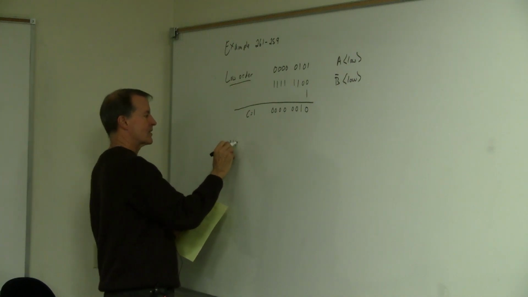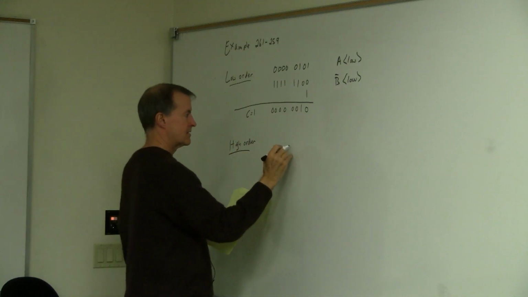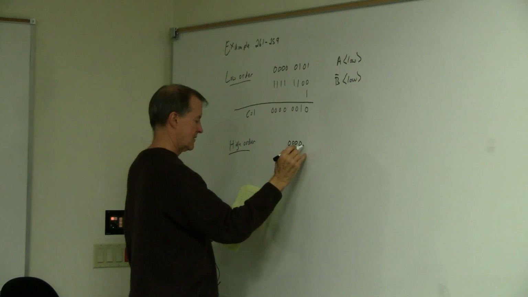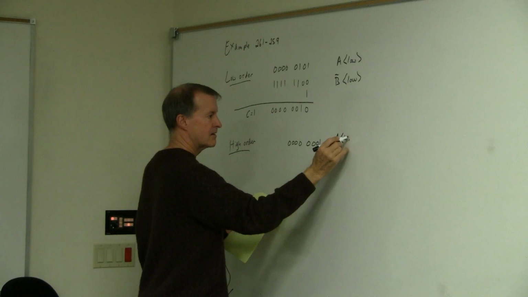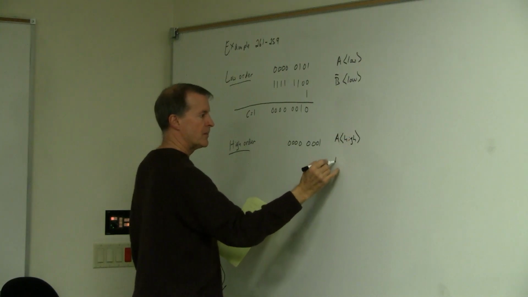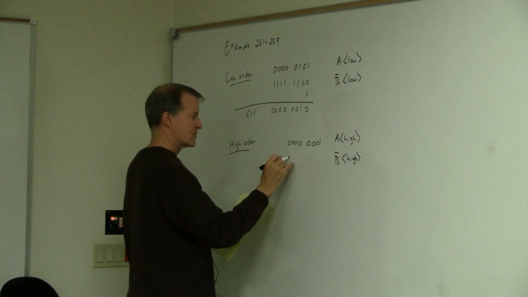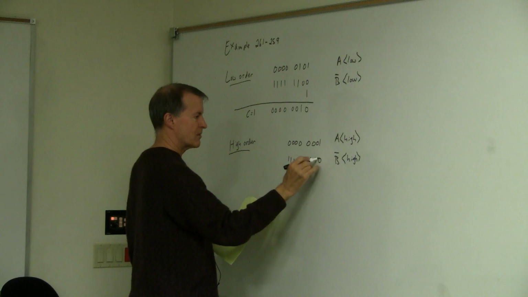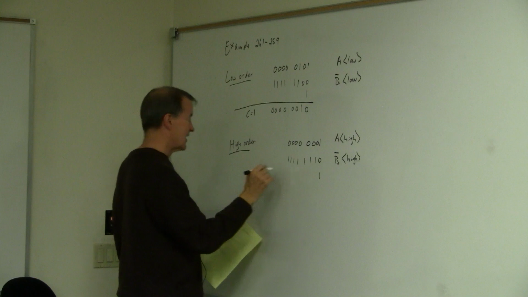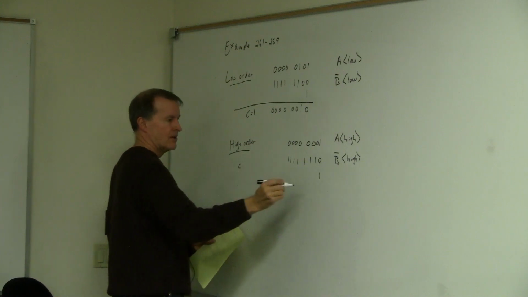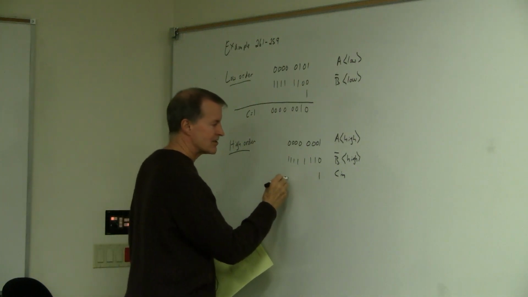And then the high order is what? The high order is going to be 0, 0, 0, 0, 0, 0, 0, 1, and that's our A high. And then B bar high is 1, 1, 1, 1, 1, 1, 1, 0. But this time, what happens? We have our Cn. I'll put it over here. So here's our Cn. Okay? And now when we do this addition, what do we get?